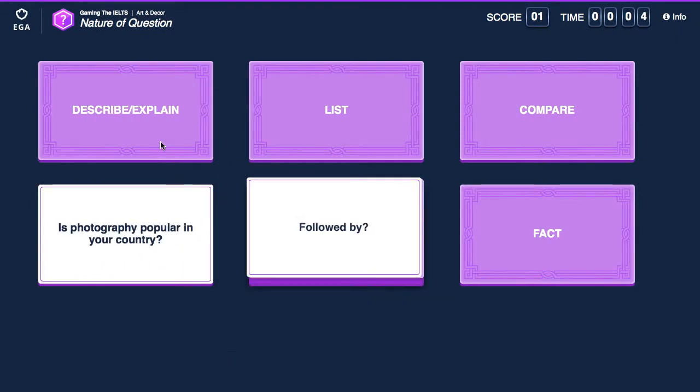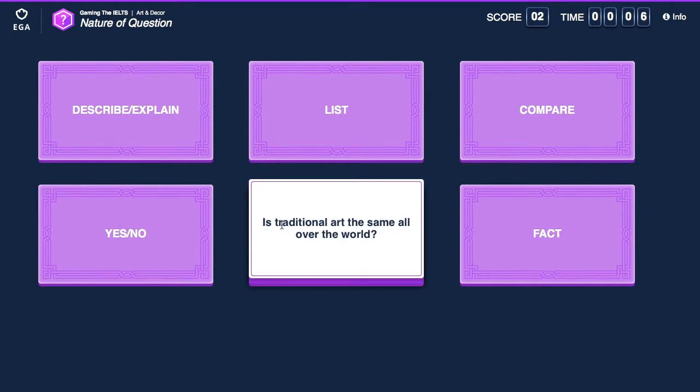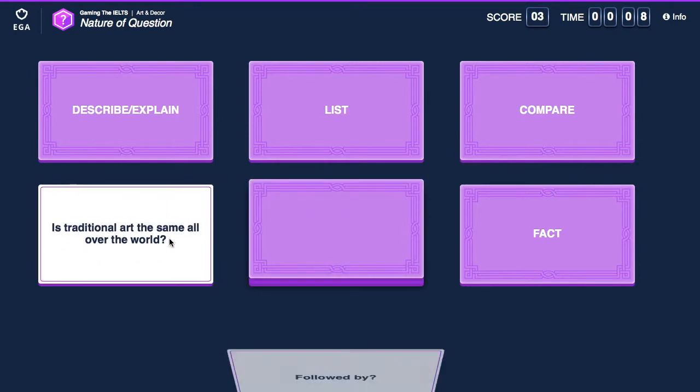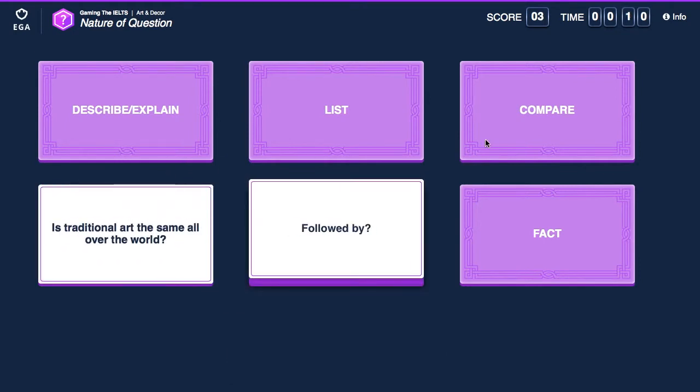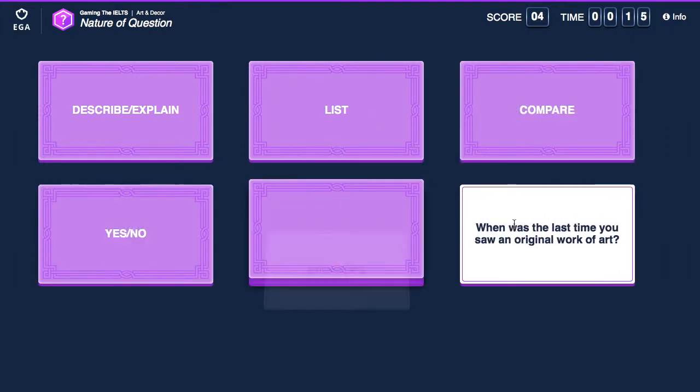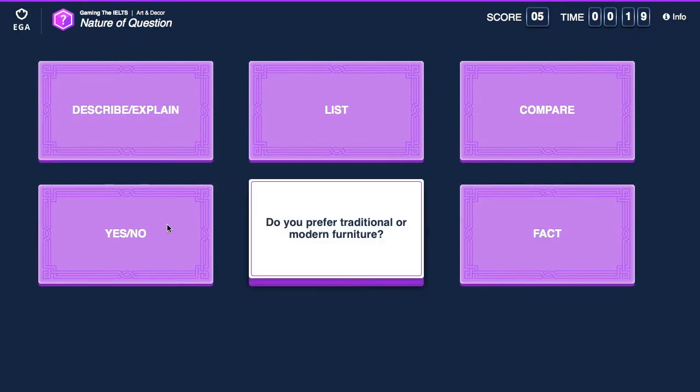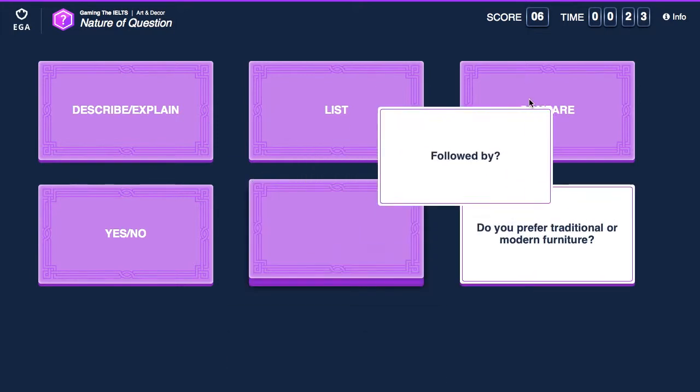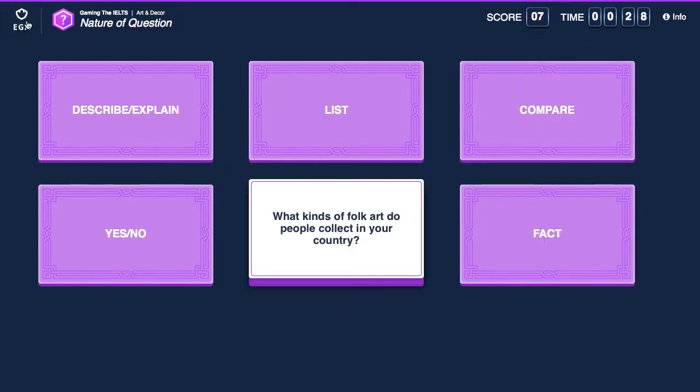Students are taught to recognize the nature of the question and build this knowledge by playing this sorting game. 80% of IELTS candidates fail to make a 6 score, and one skill they lack is understanding when a question calls for a list or compare answer. This is so important, IELTS examiners are forbidden to use the words list or compare in a question.